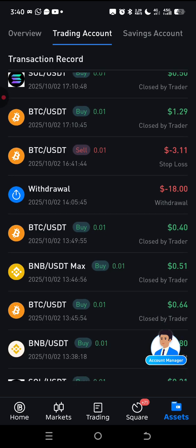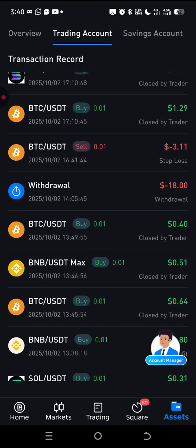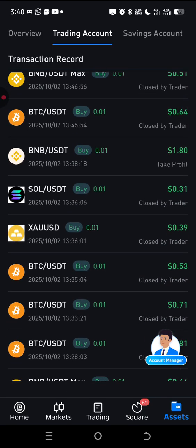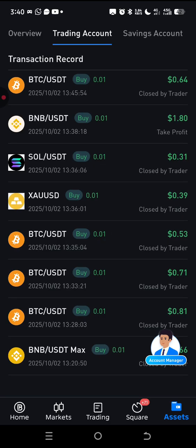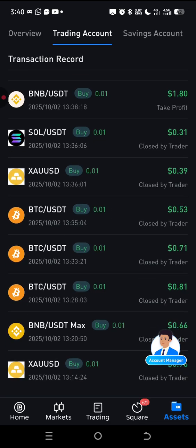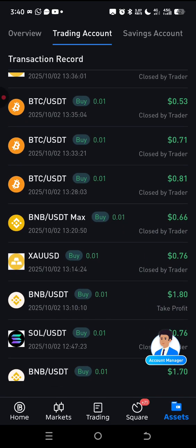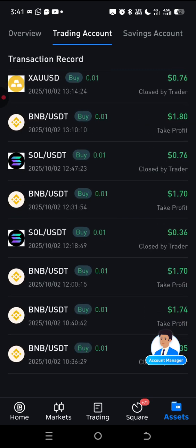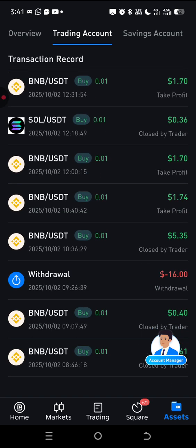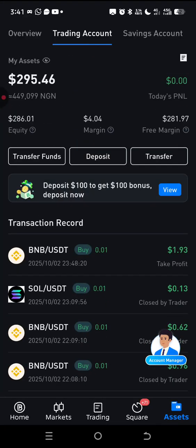Look at that. Withdrawal. I withdrew $18. Keep going. This is still yesterday, 2nd. Today is 3rd, as at the time of recording this video. Today is 3rd October 2025. Look at that. I withdrew again. All money sent to my EcoBank account. So this trade continues. By tomorrow, I'll be withdrawing again because of what I have made.